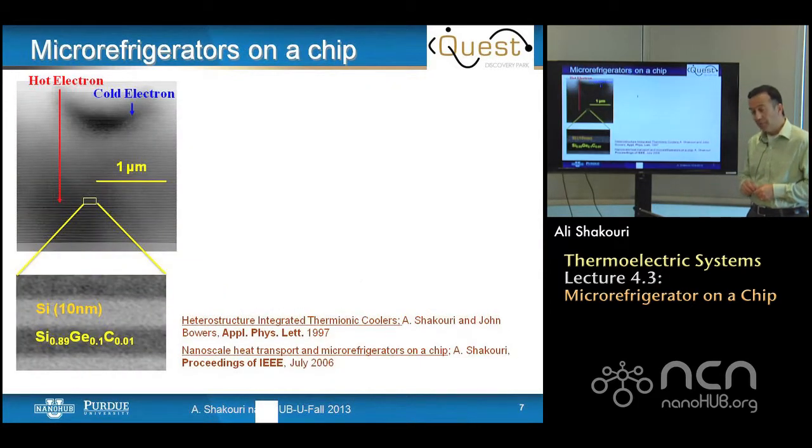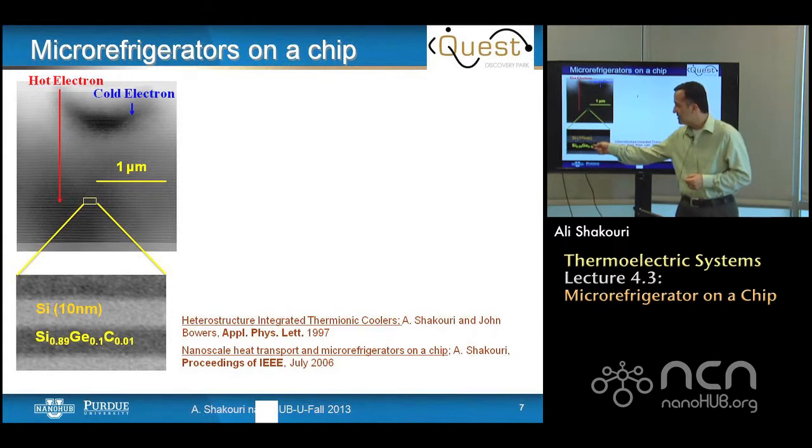Here is an example where a thin film cooler is directly integrated in silicon. This is kind of early work on silicon and silicon germanium carbon superlattices.